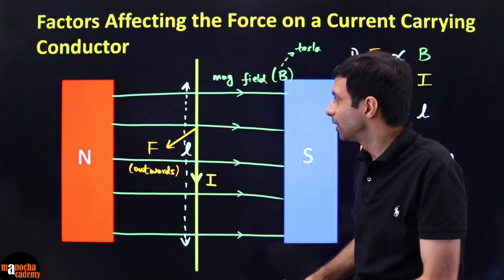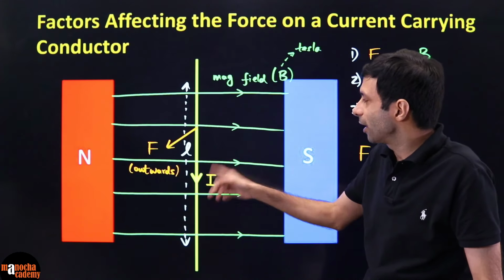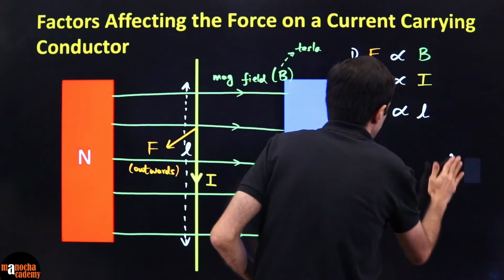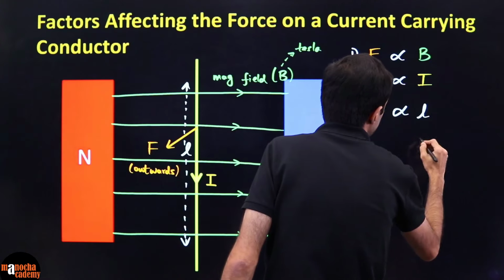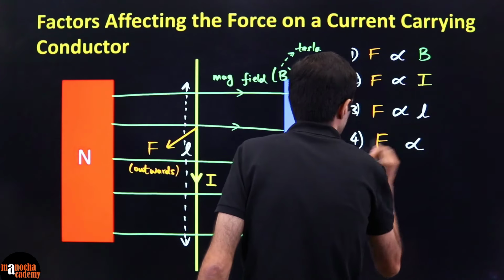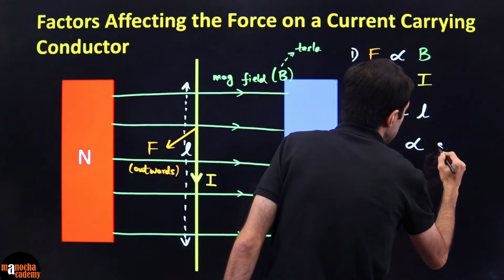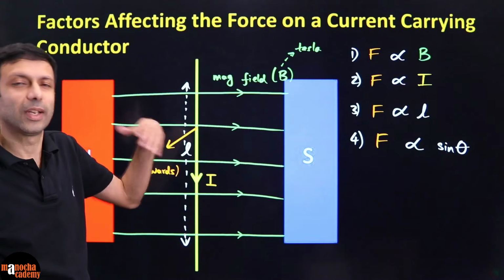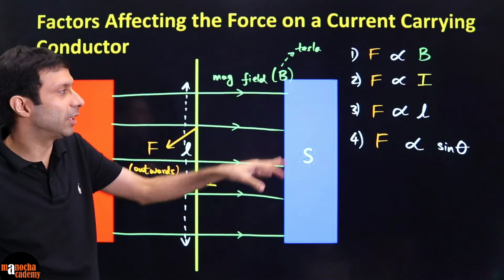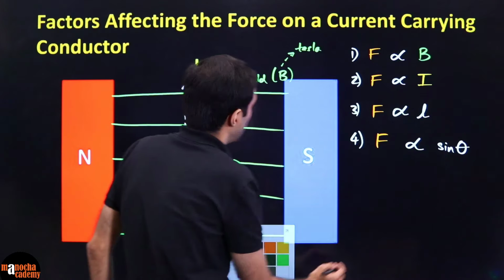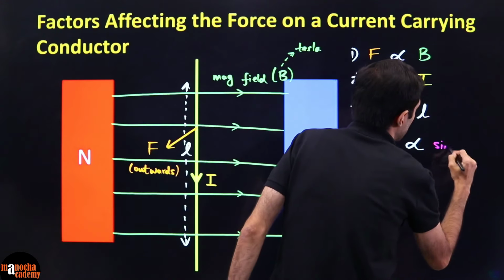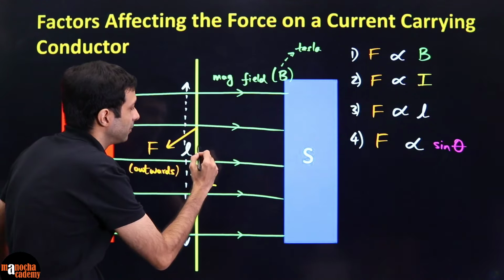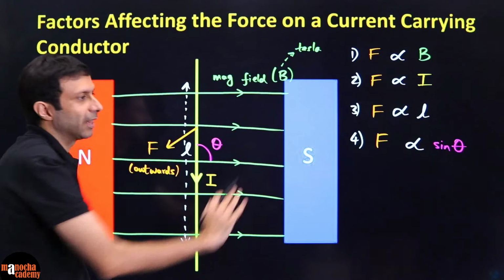Because the last factor is the angle between the current carrying wire and the magnetic field. So let's write that fourth point before we write this BIL relation. The force is directly proportional to sine of theta. You guys have heard of this trigonometry thing? Sometimes you don't even have to know that. You just need to know it depends on angle. But for extra knowledge, it depends on the sine of the angle. Let me use a different color there. Where theta is the angle between the current carrying conductor and the magnetic field.